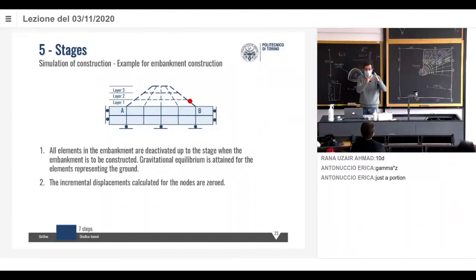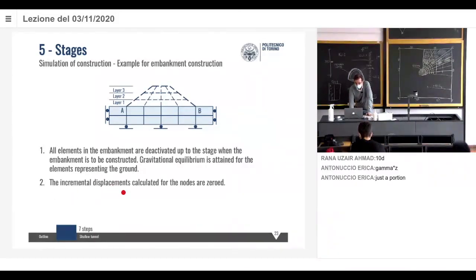So when we plan the geometry, we have to consider the elements already, but then we deactivate them immediately. So for example, here we say gravitational equilibrium is attained for the elements representing the ground. So we only apply material properties to these elements here. We run a computation cycle, we compute the initial state of stress due to this model, and that's the first stage.